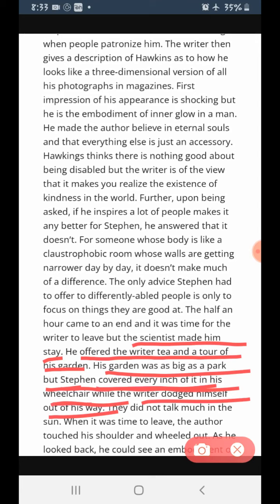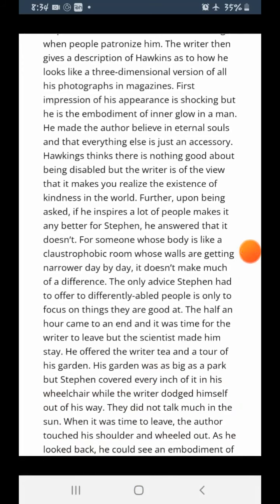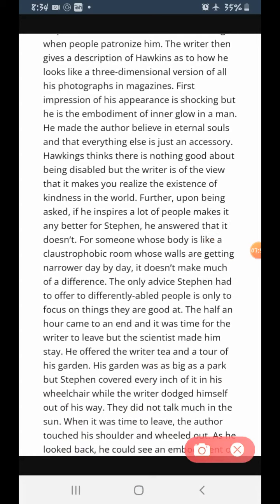That means he was unable to walk, and he covered every inch of it in his wheelchair. That means वो एक कोने से दूसरे कोने में कहीं भी वो जाता था, वो wheelchair में ही जाता था. That means he was completely unable to walk. While the writer dodged himself out of his way. Okay, while the writer dodged himself out of his way means the scientist was unable to walk, whereas the writer, he did not try to show that he could see that he is unable to walk. Actually, both of them, they are unable to walk.